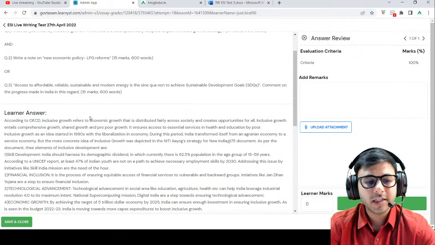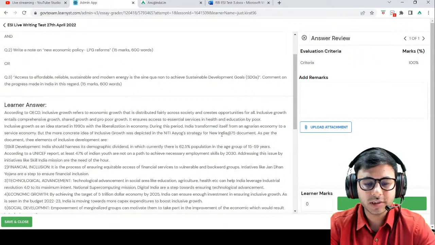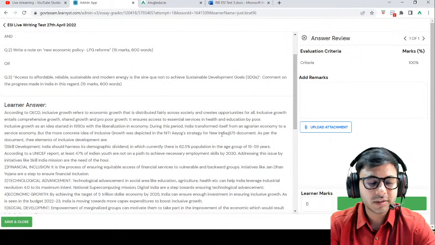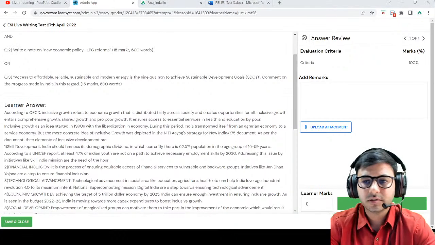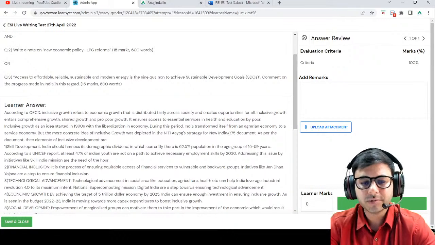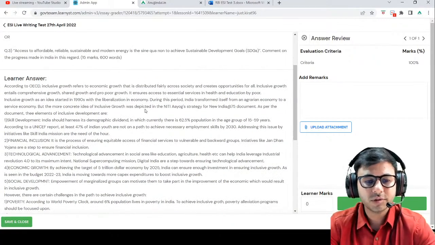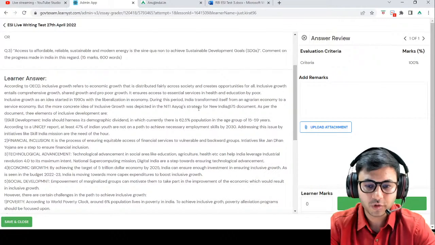According to OECD, inclusive growth refers to economic growth that is distributed fairly across society and creates opportunities for all. Inclusive growth entails comprehensive growth, shared growth, and pro-poor growth. It ensures access to essential services and health and education by poor. Inclusive growth as an idea started in 1990s with liberalization. During this period, India transformed itself from an agrarian to a service economy. But the more concrete idea of inclusive growth was depicted in Niti Aayog strategy for India at 75 document.